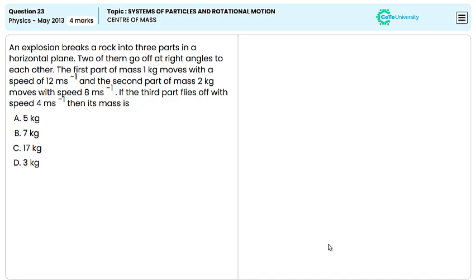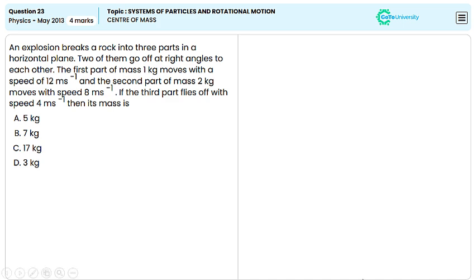An explosion breaks a rock into 3 parts in a horizontal plane. 2 of them go off at right angles to each other. The first part of mass 1 kg moves with a speed of 12 meters per second, and the second part of mass 2 kg moves with the speed 8 meters per second. If the third part flies off with the speed 4 meters per second, then what is its mass?